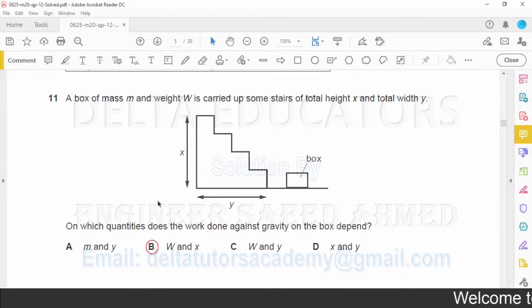So on which quantity does gravitational potential energy depend? Gravitational potential energy depends on weight and height. Weight is given here as W and height is given as X. So we can say W and X. W and X is given in option B. So the correct option is option B.